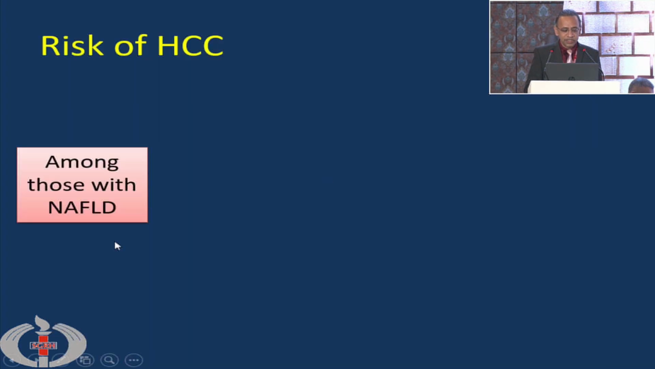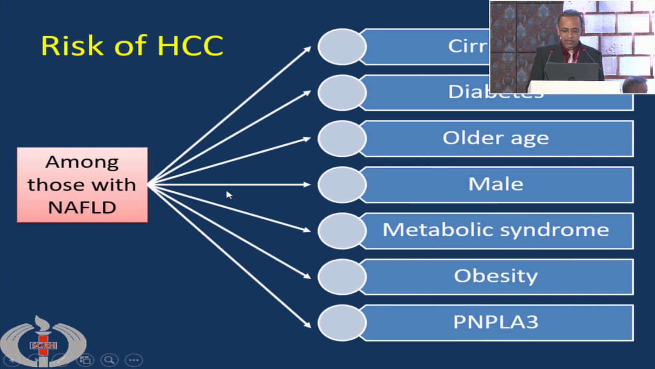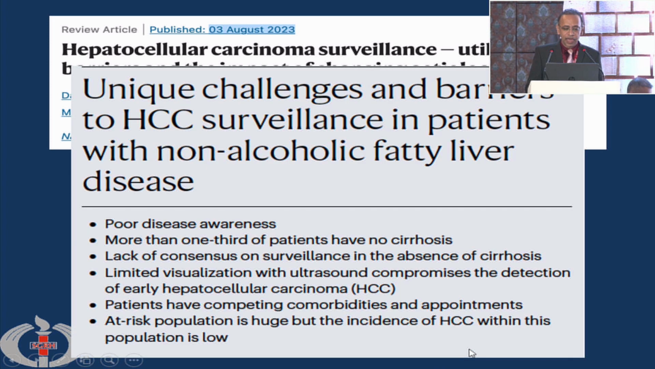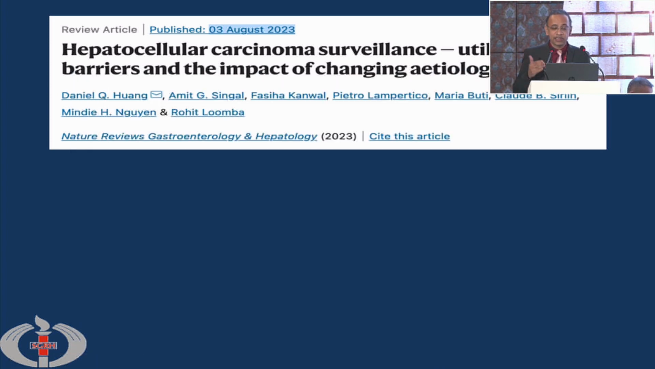So in a patient with NAFLD, how does the risk of HCC occur? If there is NASH plus cirrhosis, then the risk of HCC would be higher. If there's concomitant diabetes, older age, male sex, if these patients have metabolic syndrome, obesity, and also certain genetic modifiers like PNPLA3. HCC surveillance, there are a lot of barriers.